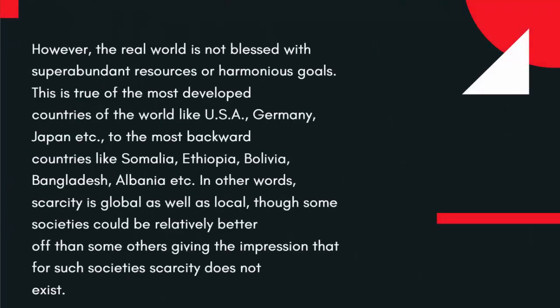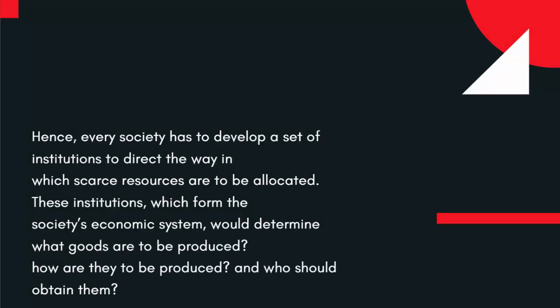Hence, every society has to develop a set of institutions to direct the way in which scarce resources are to be allocated. These institutions, which form the society's economic system, would determine what goods are to be produced, how are they to be produced, and who should obtain them.